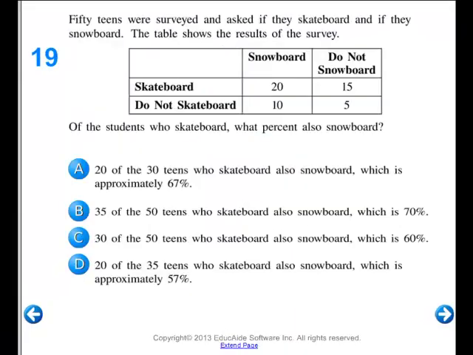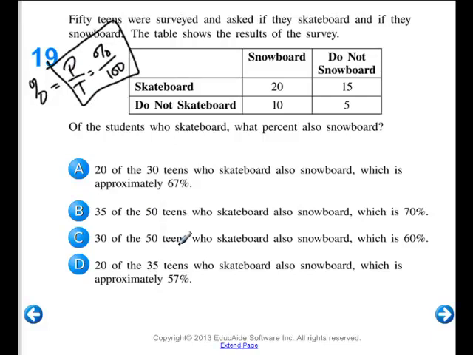Number 19. 50 teens were surveyed and asked if they skateboard and if they snowboard. The table shows the results of the survey. So this is called a frequency chart. How much something happens versus how much something happens to something else. Of the students who skateboard, what percent also snowboard? Well, first we know that percent basically is like a fraction. It's part over total, which then would equal our percent over 100. So it's a special fraction out of 100. So we can even make a little proportion to find that out. Part over total equals percent over 100.